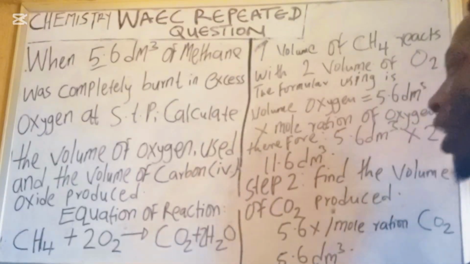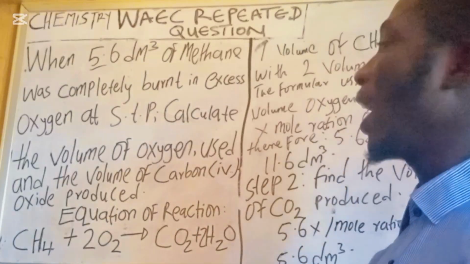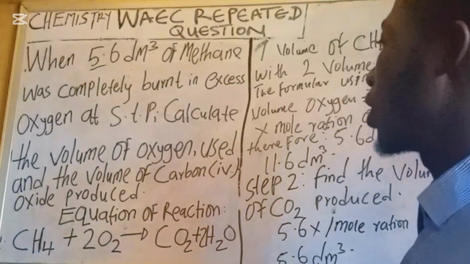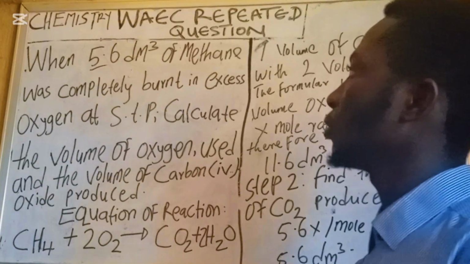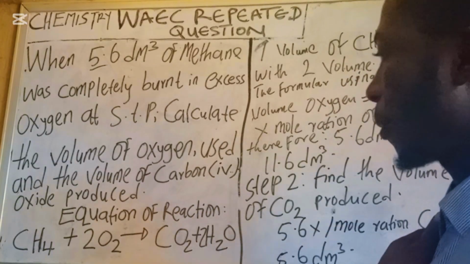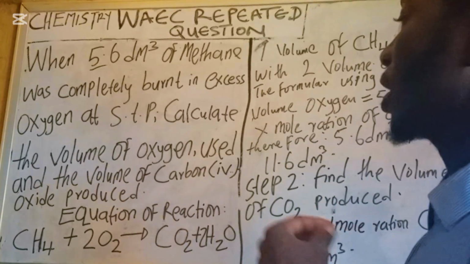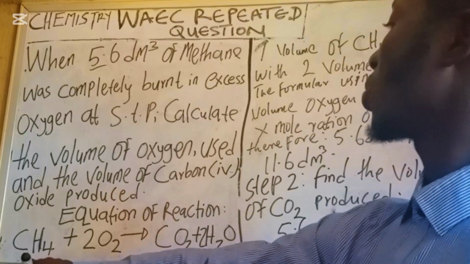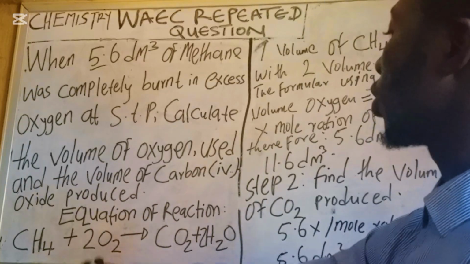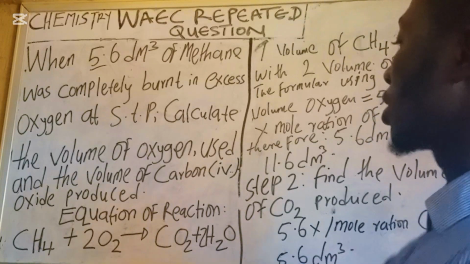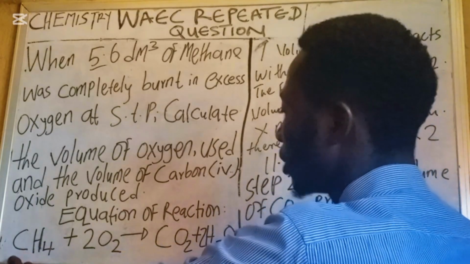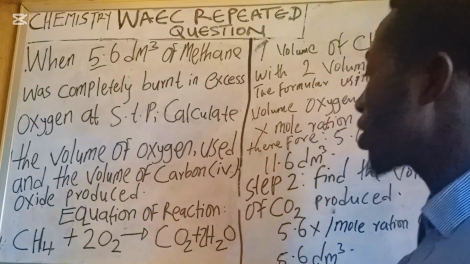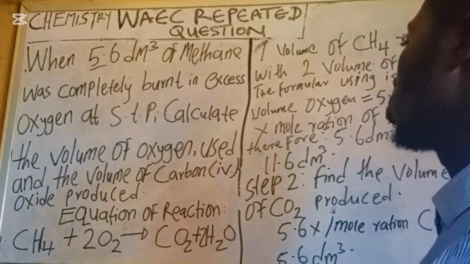You see, if you ask yourself, why is it that WAEC always bring this kind of question? The reason is because students are confused whenever they see a question like this. And what is the essence of bringing a question like this? Because now we have methane. Now the question is, how many mole, like how many volumes of oxygen will react with methane? So we discover that methane will need 2 mole of oxygen to react, and it should burn completely.